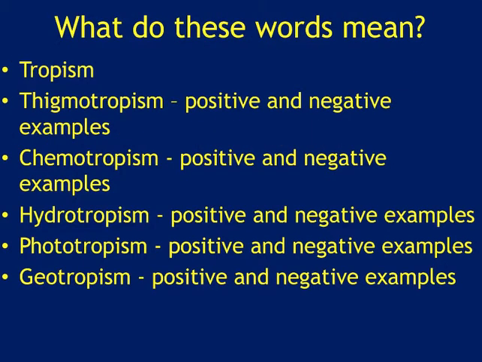Now, if we were in lesson, we would talk about these words. So I'd give you some hints and what do they mean. So what is a tropism as far as a plant is concerned? And then we have 5 types that we do at Leaving Cert level. We have thigmotropism, chemotropism, hydrotropism, phototropism, and geotropism. And you need to have a positive example of one and a negative.